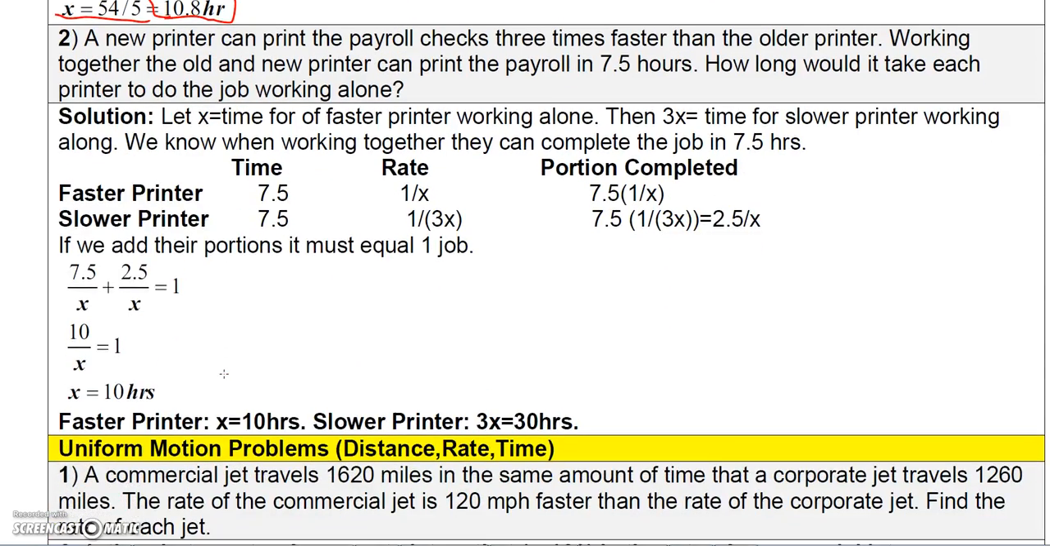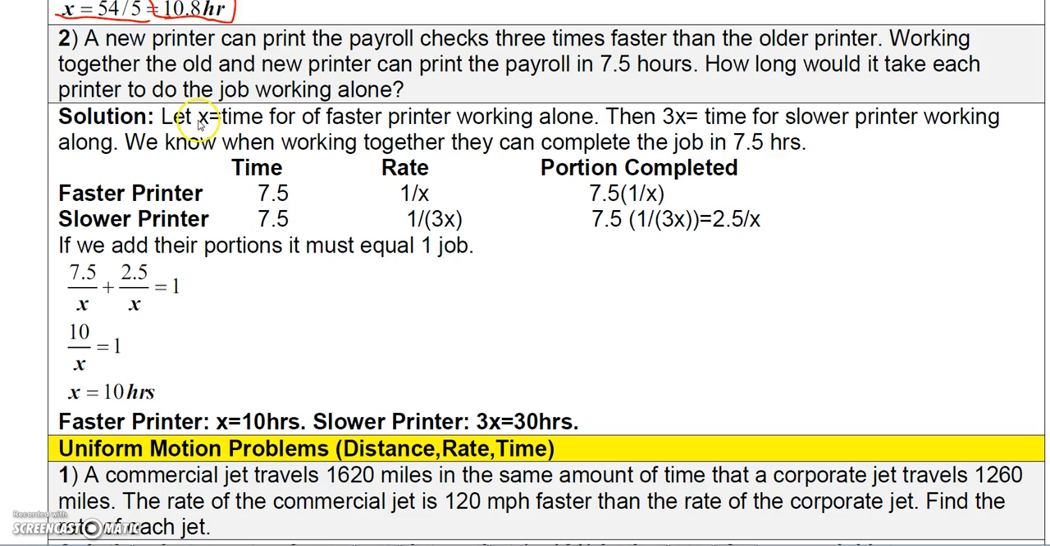Okay, here's a similar problem. A new printer can print the payroll checks 3 times faster than the older printer. Working together, the old and new printer can print the payroll in 7.5 hours. How long would it take each printer to do the job working alone? This is similar, but it's looking for something a little bit different than the last one.